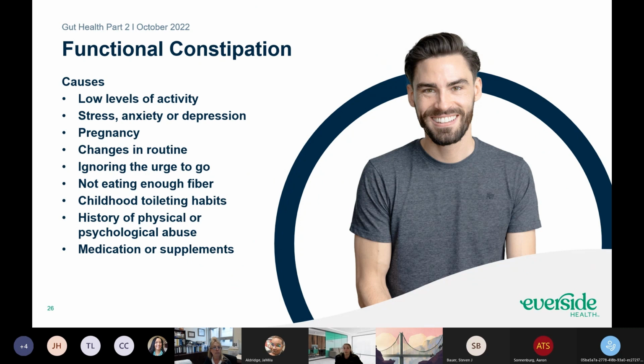Causes can be from low levels of activity, so you're not staying physically active. It could be from stress. It can be anxiety, depression, that mental side of things. Pregnancy, change in hormones changes things. Changes in routine, ignoring the urge to go, not eating enough fiber, if you grew up having poor toileting habits. History of physical or psychological abuse.